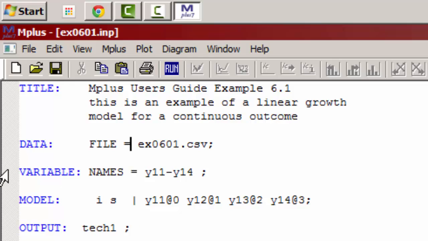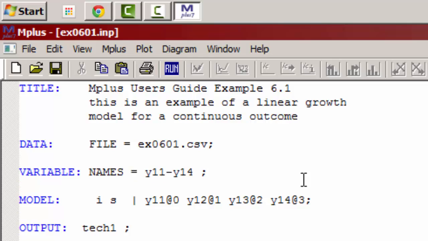The next command is the variable command. In the variable command, we tell Mplus information about the variables that are in this data set. And here we're telling Mplus that we have 4 variables called y11, y12, y13, and y14. We do it using an array or a range of variables, and Mplus is smart enough to figure out how to expand this variable list.